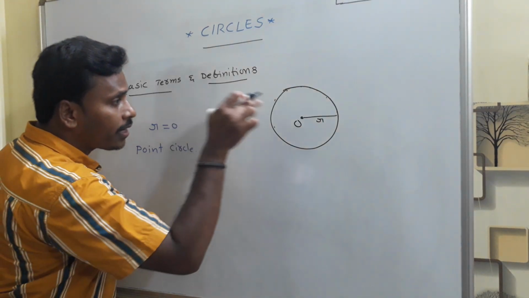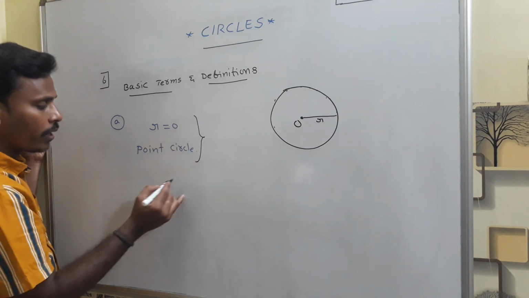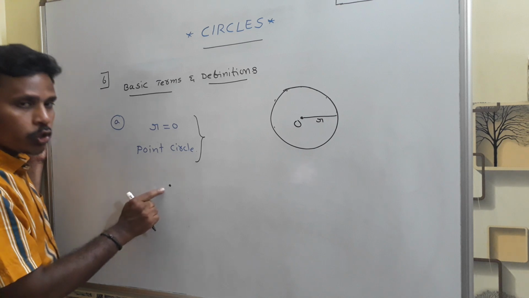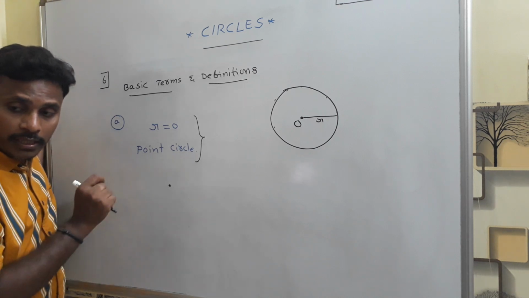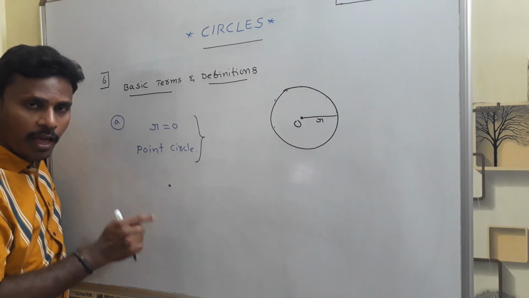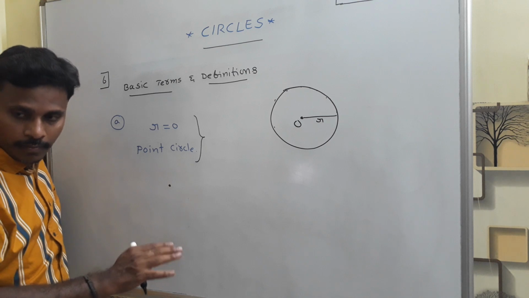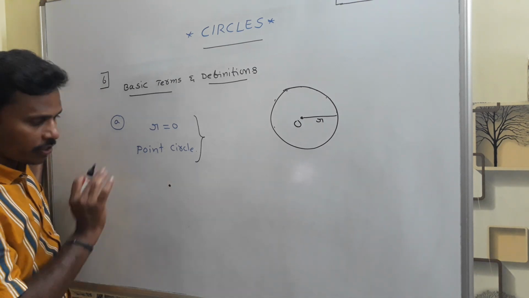All these points are at the center itself, and that's why if radius is equal to 0, there is simply one point, and that point is also treated as a circle whose radius is 0. In another way, every point is treated as a circle, and that is a point circle. So this point is a point circle of radius 0.